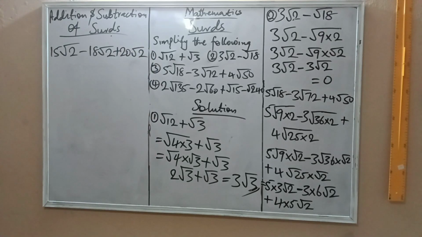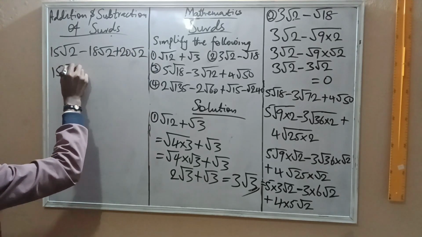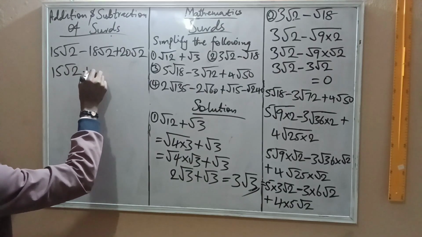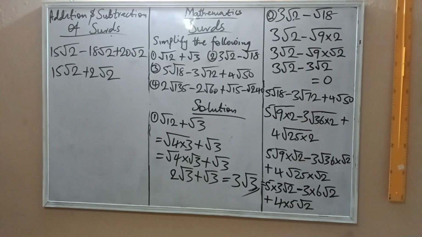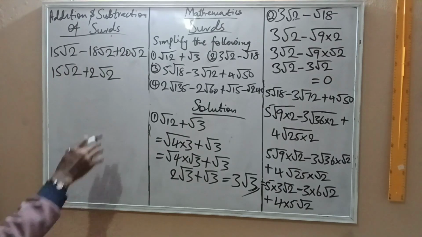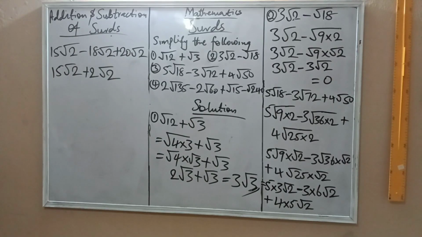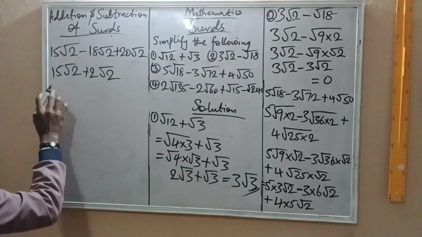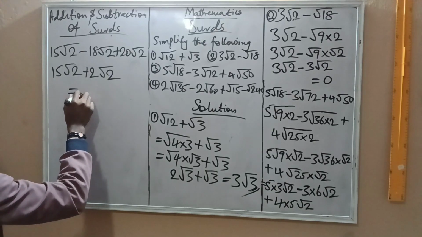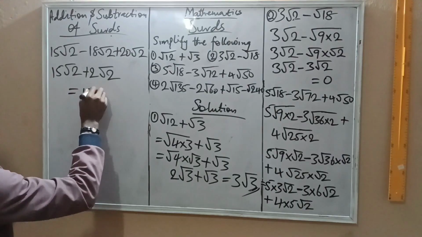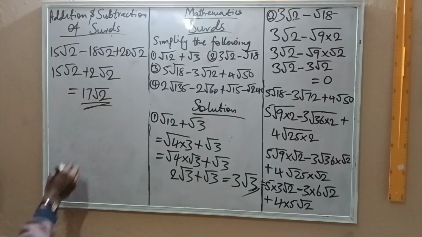Now it's not very hard. This is 15√2 plus 20√2, of course, this is normal addition, minus 18√2. 20 minus 18 is just 2, so that's why we got 2√2. So when you add these two numbers, we have 17√2.